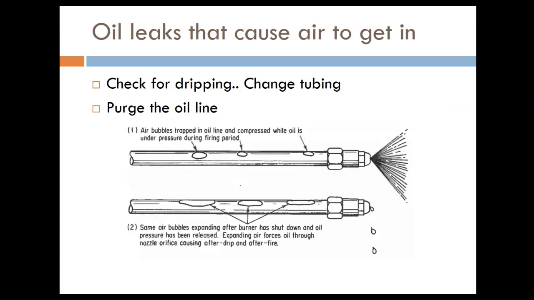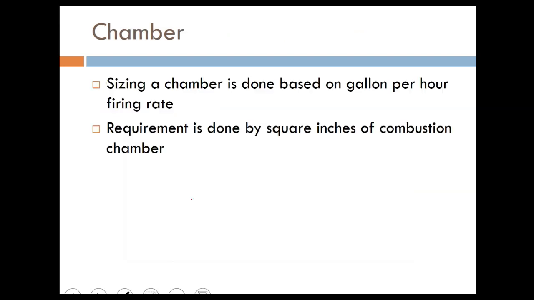This is what causes the after drip. You have small droplets of air inside the nozzle line. When you turn it off, the pressure has decreased, so these things will expand and will push some fuel outside the nozzle, and they will accumulate on the floor of the chamber. When you turn on the fire again, it will cause you to have some smoke.